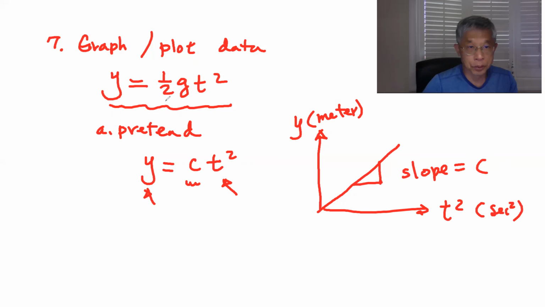So you pretend you don't know this, okay? Like 1/2 g, but you come up with a c anyway, and then you go figure it out. I don't know how the early scientists figured out it's 1/2 g. So it's your creativity here, how you want to do it. You pretend, you go figure out what the c is. And then number 8 is the error analysis.